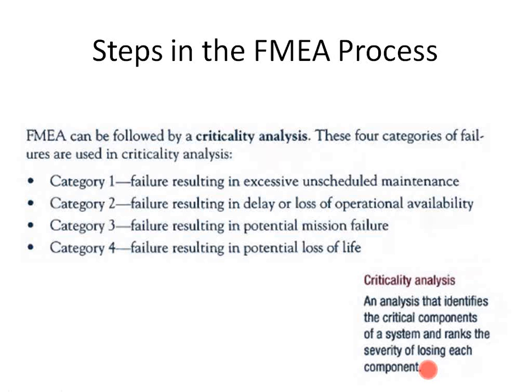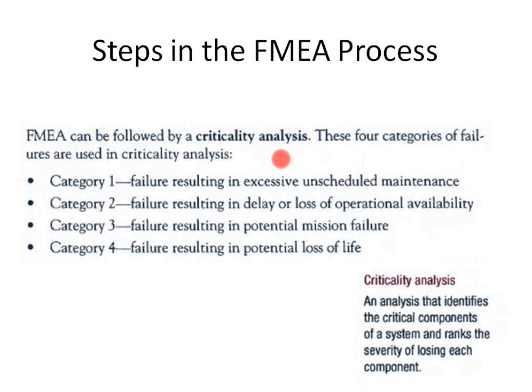So FMEA can be followed by criticality analysis. In the 4 categories when we look at criticality, criticality analysis identifies the critical components of a system and ranks the severity of losing each component. Category 1, failure resulting in excessive unscheduled maintenance. Maybe the windshield wiper not being changed once a year. That's a very low risk from a criticality standpoint.